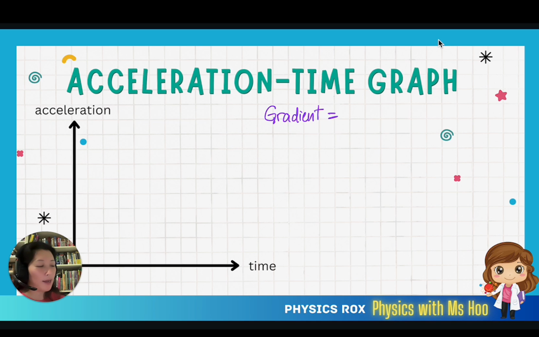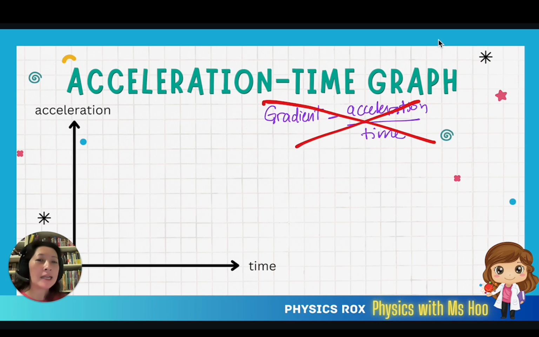So gradient is y over x. From this acceleration time graph, acceleration is on the y-axis, while time is on the x-axis. So this gives us acceleration over time. Now, try to recall if there are any quantities that is equal to acceleration over time. Can't think of any, right? That's because there are no quantities equal to acceleration over time, which means that the gradients of an acceleration time graph do not have any meaning for us. As I had mentioned earlier, just because we can calculate it doesn't mean that we need to use it.